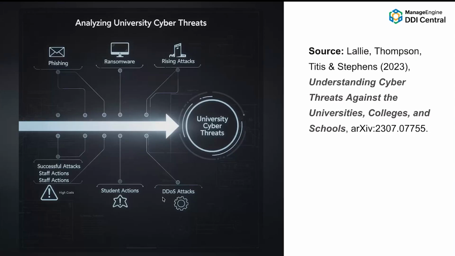A 2023 academic research reinforces this pattern. The key point is this: campus cyber risk isn't one problem, it's a convergence problem. Up top, you've got the usual external pressure: phishing as the entry point, ransomware as the monetization path, and a steady rise in attack volume.